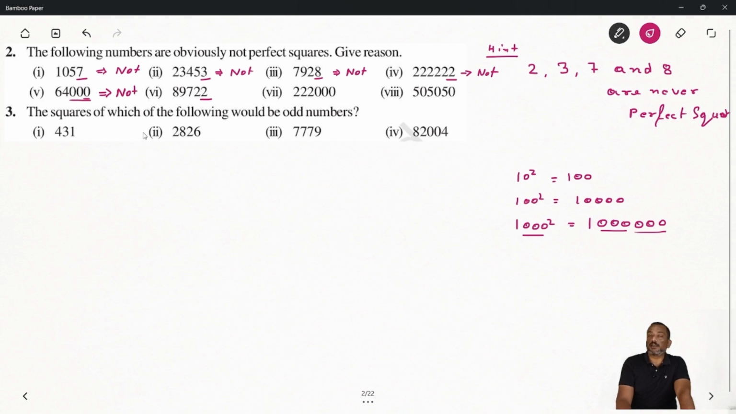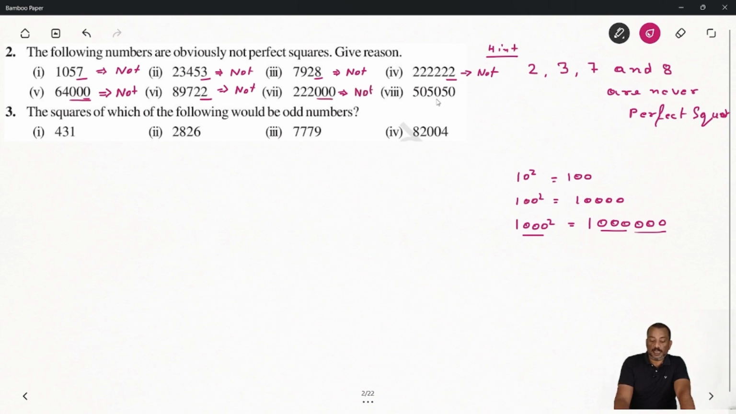Next one you have 89,722. Again unit place you have 2. So we can say it is not a perfect square. Again you can see here you have given 2,22,000. So again you can see here 0 but even number of 0. So not a perfect square.